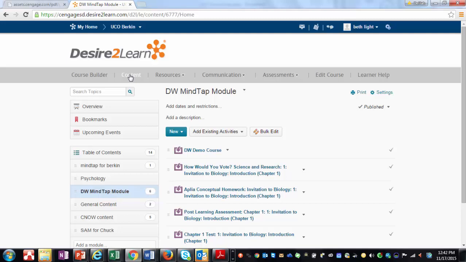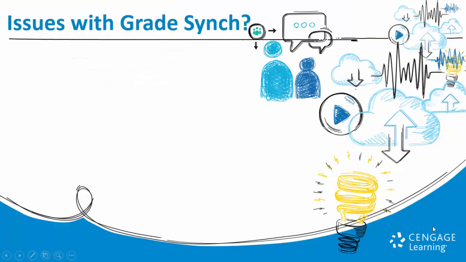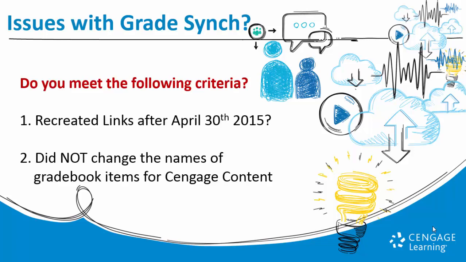Now, there may have been issues with syncing grades in the past, and I want to address those specifically. I have some additional questions for you if you've had issues with syncing your grades in the past that were not resolved by clicking on the manual sync. If the manual sync did not help you, the criteria that you need to meet would be you already recreated links after April 30th, and after doing so, you did not change the names of your gradebook items in Cengage. If you don't meet this criteria, then you'll have to follow these additional steps.